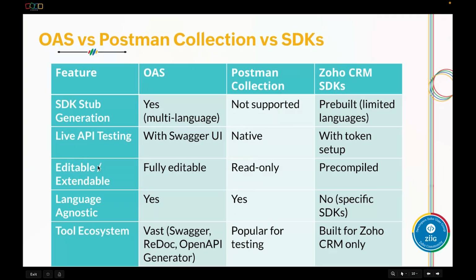Coming to SDK stub generation, OAS is powerful because it supports automatic SDK generation in multiple languages using tools like Swagger Codegen or OpenAPI Generator. Postman doesn't support this.